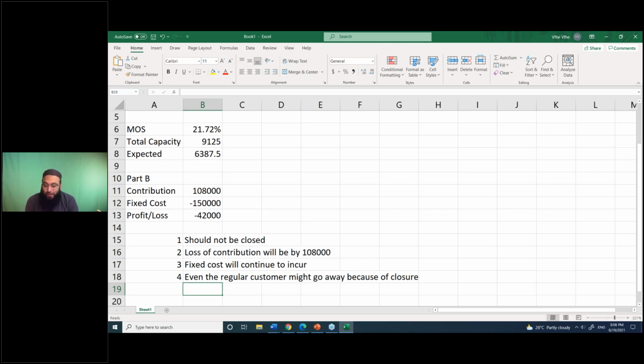Okay, so it's not feasible to close because fixed costs will continue to arise. It's not a directly attributable fixed cost that you will save on the fixed cost. That will be incurred irrespective of whether you continue or not. So it's not wise to close it. Okay, great. This is what you have to write in the form of a paragraph on a word processing sheet.